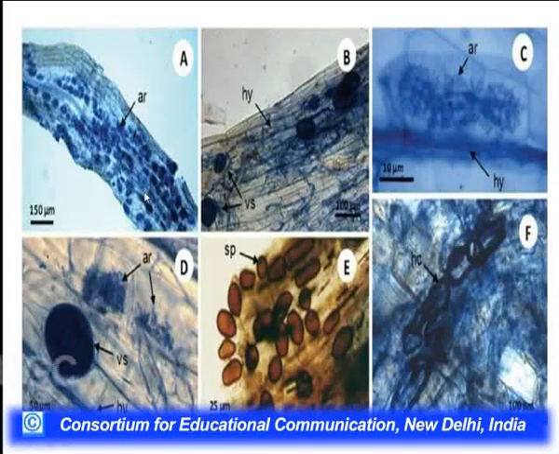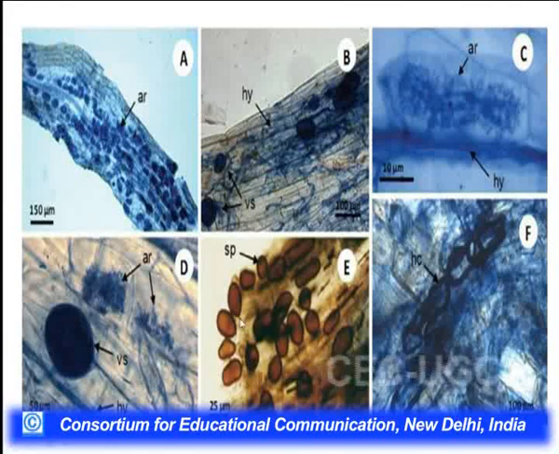This slide is also showing you that the cortical cells of plant roots are having abundant arbuscules. This is the hyphae of the mycorrhizal fungi, and this photograph is showing you that the cortical cell is colonized by arbuscule. In this photograph you can see the arbuscule as well as vesicles, and this is the fungal hypha.